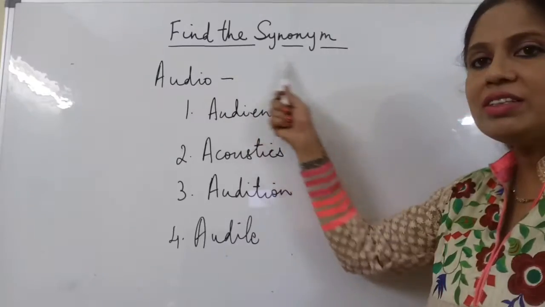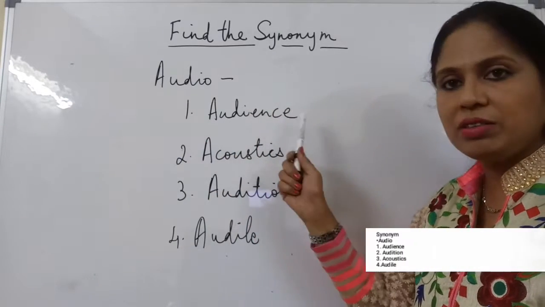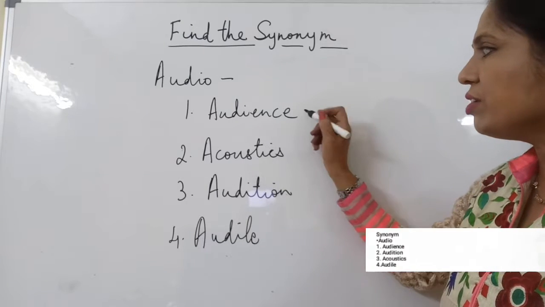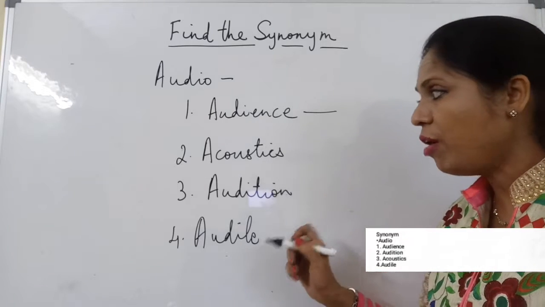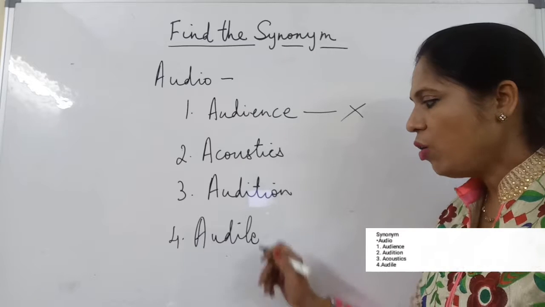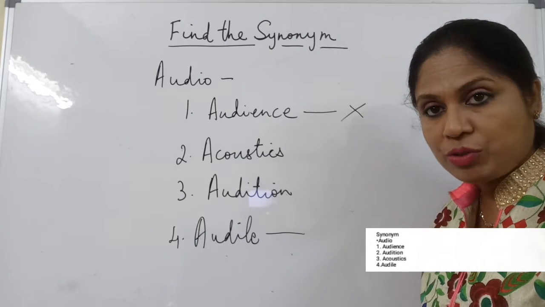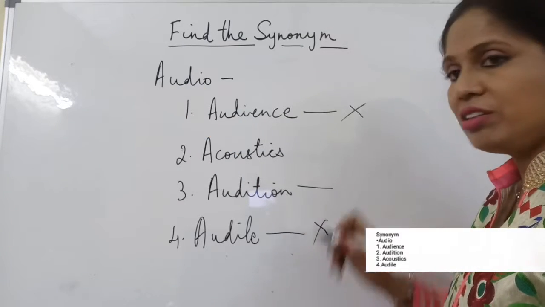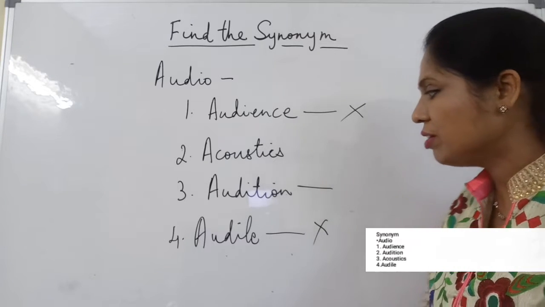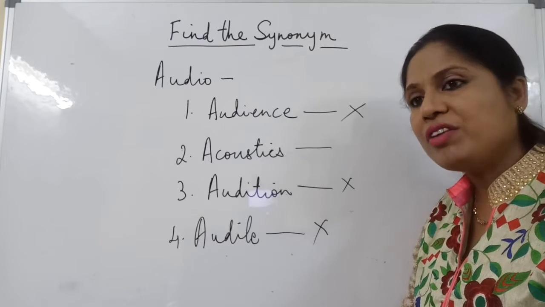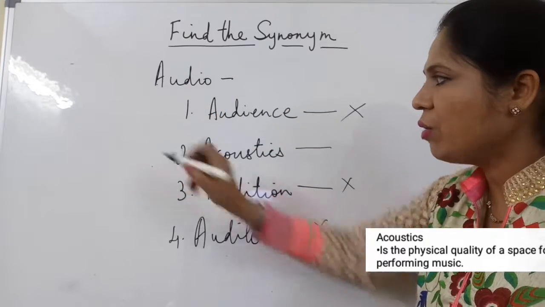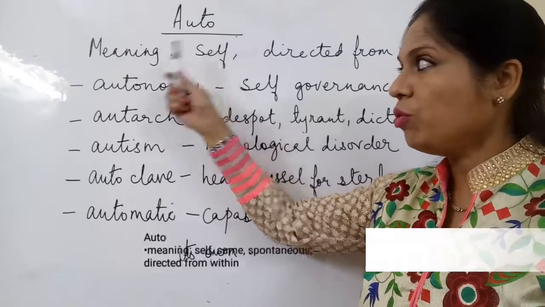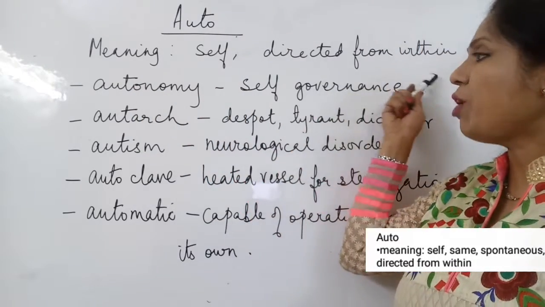So find the synonym of the word audio. Audio means to hear or the ability to be heard. Audience. Audience is a group of people who are able to hear or see a performance. So it can't be my answer. Audile is a person whose mental imagery consists of sounds. It is not the same as something which can be heard. Audition is when a person performs in front of others. Acoustics is a system of hearing. So, audio and acoustics can be synonymous.